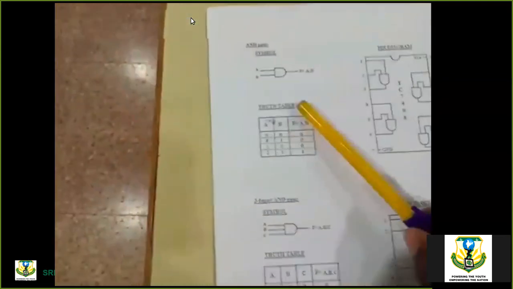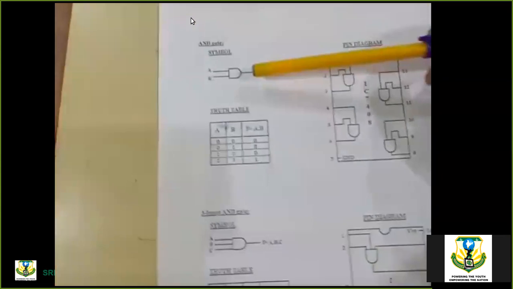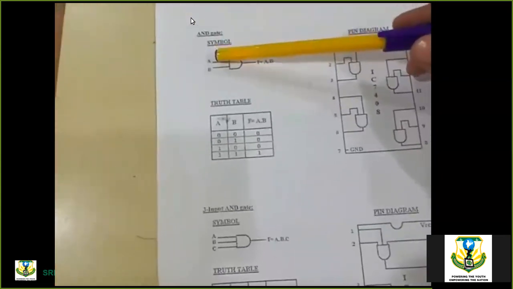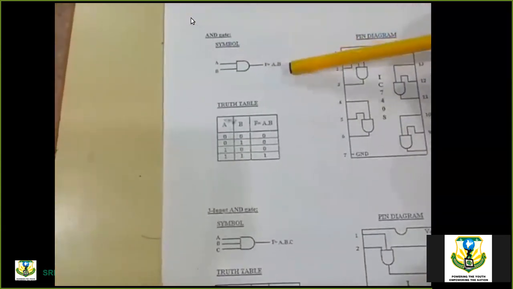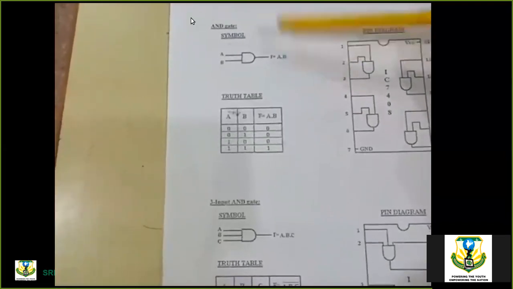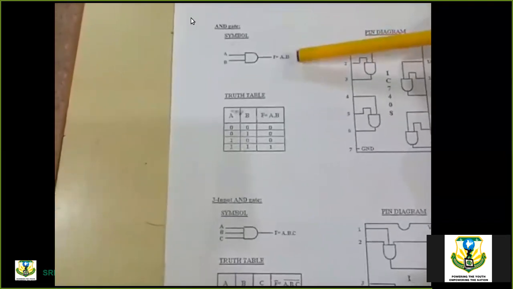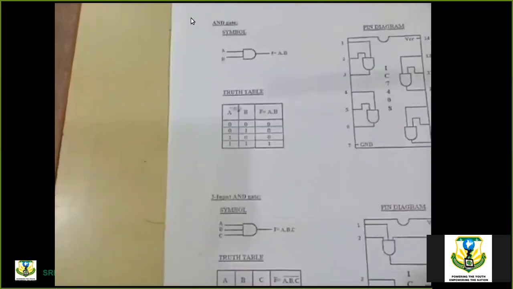So this is the symbol for AND gate. It is a 2 input AND gate, right? Here the inputs are A and B. My output will be a multiplication, it is the multiplication property of the AND gate. So we say A dot B, or we can say A and B.